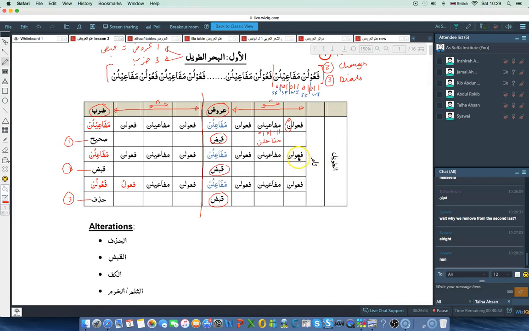So for instance, can we apply kaf to fa'ulun? Can kaf be applied to fa'ulun? No. So therefore we don't apply to this, we don't apply to this, we don't apply to this. The only one we can apply it to is this one. Remove the noon. And can we apply it to the arood? No, we can't, because remember we said the arood can only be qabad in tawil. And can we apply it to the darb? No, we can't, because the darb has to be one of these three: sahih, qabad, or hadaf.